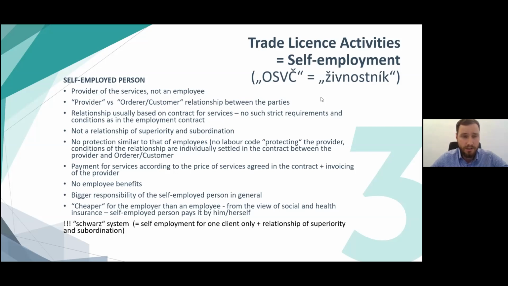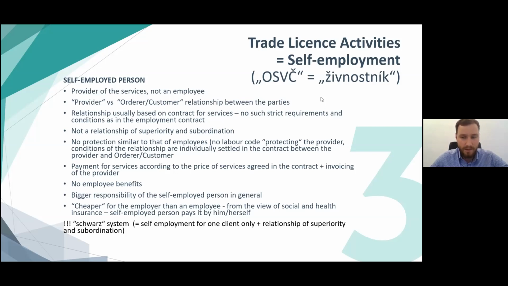It's really cheap for both sides. That is because there's no social insurance paid by the ordering party or the customer, but you're the one who's paying the social insurance for yourself. You pay for your own social and health insurance.